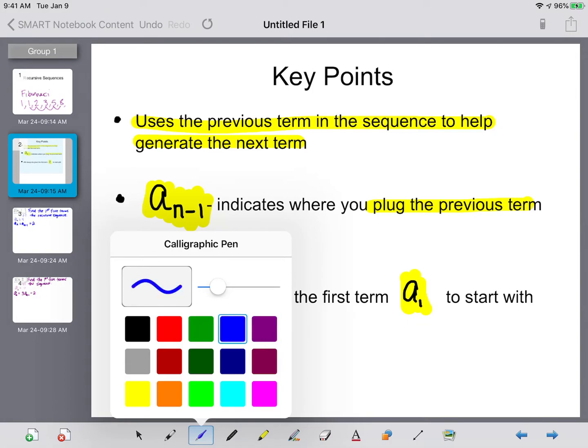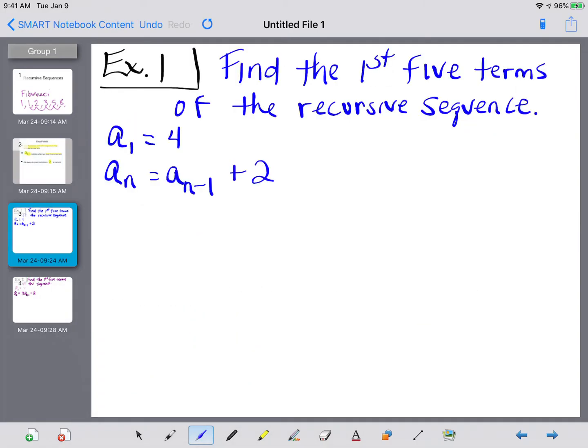Let's dive into the first example. It says to find the first 5 terms of the recursive sequence, where a sub 1 equals 4, and a sub n is a sub n minus 1 plus 2. What we know here is the first term of the sequence is 4. We're going to use that as we try to come up with the second term. Remember from the previous screen, this a subscript n minus 1 indicates where we're going to plug in our previous term.